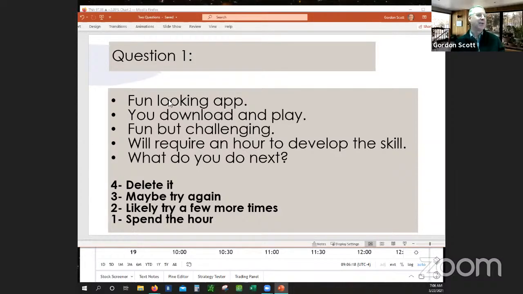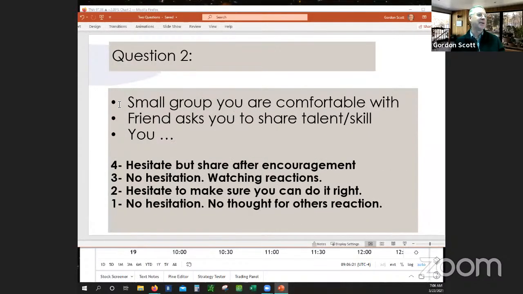All right. Now, question 2. Now, different scenario. You're in a small group that you're comfortable with, close friends, family, something like that, a mix, whatever. And one of the group members asks you to share a particular talent or skill that you have, either talk about it or actually demonstrate it. You do which of the following?